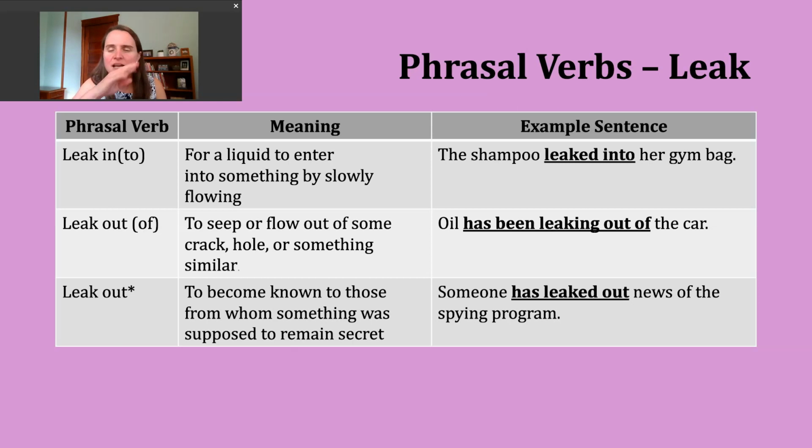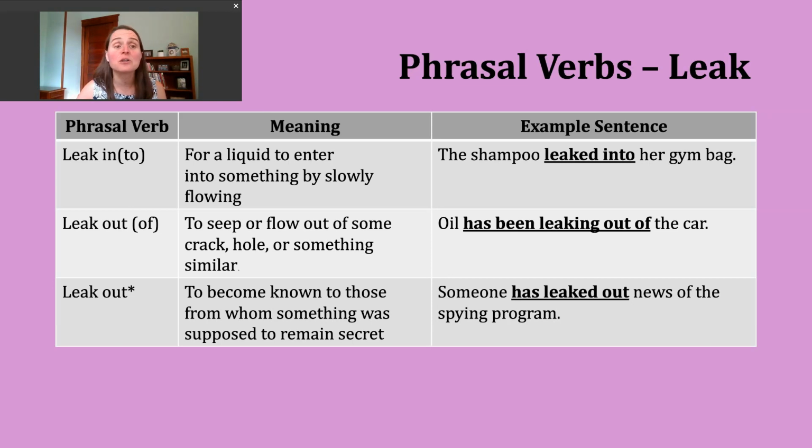Many times the idea is something is slowly flowing, right? We're not intentionally pouring a liquid into another object. We still have that meaning of something being a bit of an accident. An example of this might be: the shampoo leaked into her gym bag. So maybe this has happened to you where you just didn't have a cap on tightly enough. And so as something falls to its side, it slowly begins to leave one container and move into another area. That's what we're describing in that sentence.